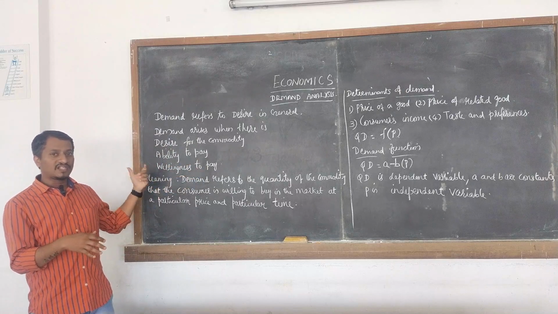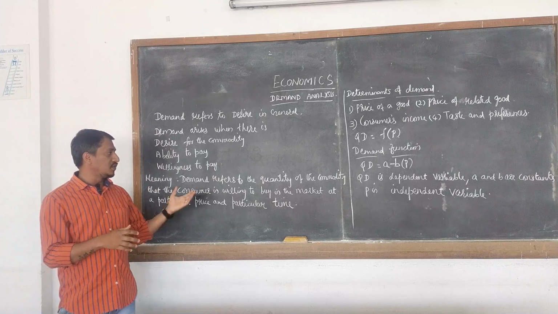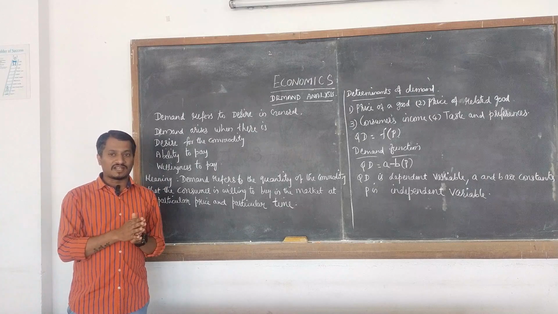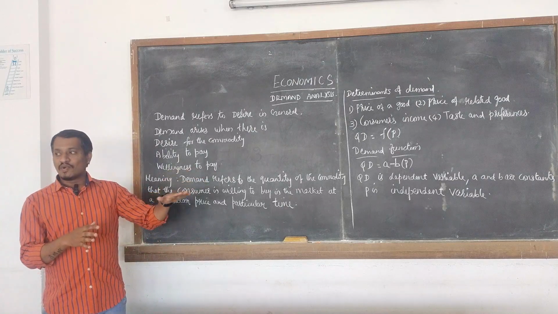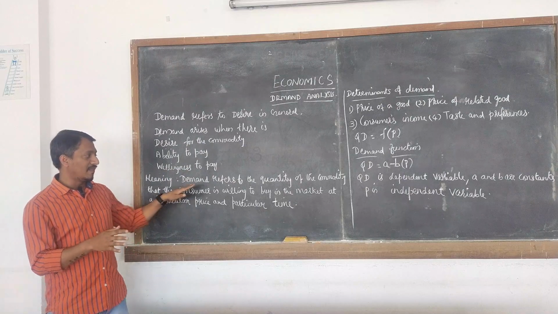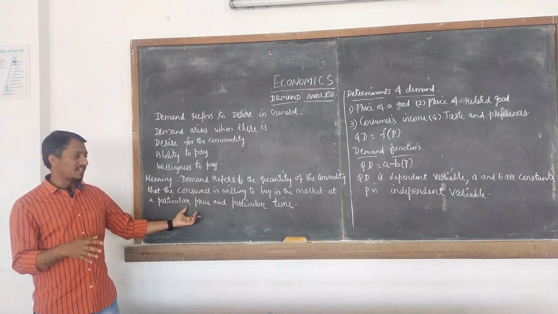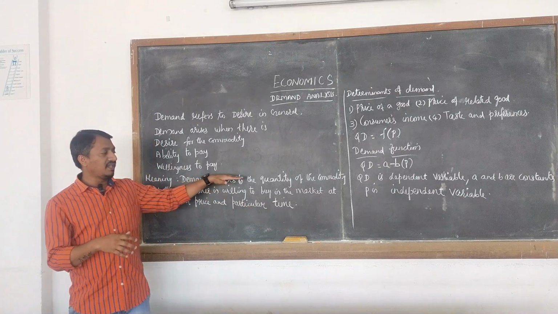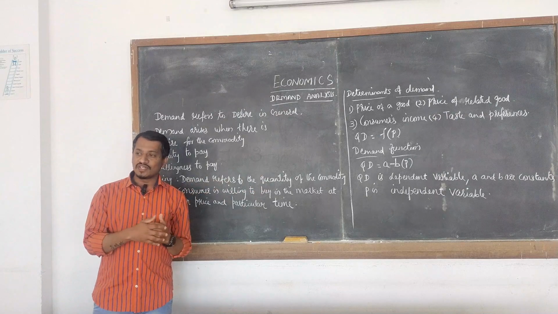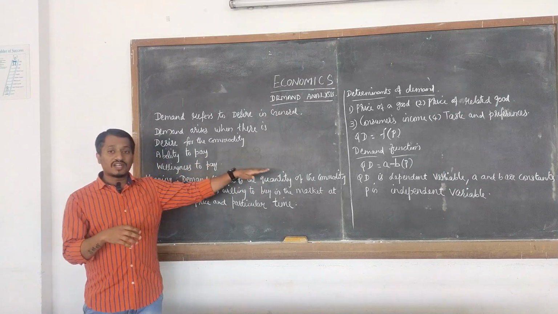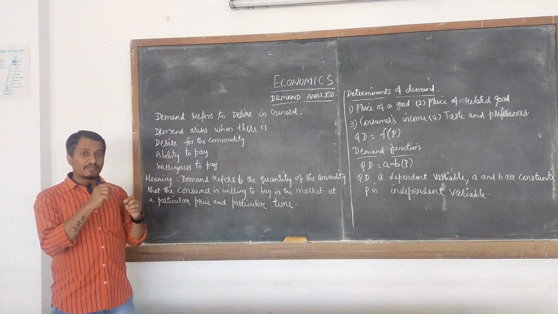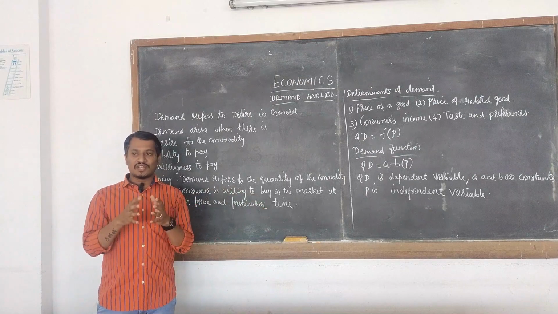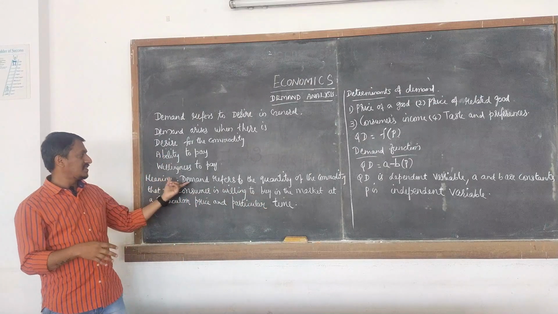Then what is the actual meaning of demand? It refers to the quantity of the commodity that the consumer is willing to buy in the market at a particular price as well as at a particular time. So if a consumer is willing to buy 10 units of the commodity, and the product is available in the market, and every product has a certain price, and at a certain time the consumer is willing to buy the commodity, then that is called demand.